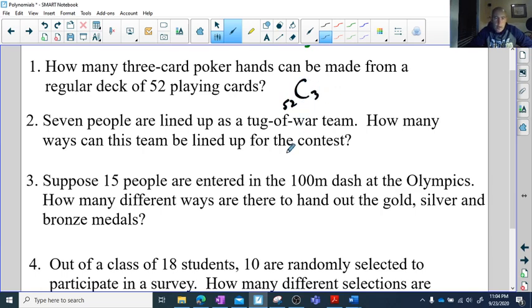From 52 cards, how many different ways could I choose 3? Order doesn't matter. Next: 7 people are lined up for a tug-of-war team. Lined up is often a giveaway. How many ways can this team be lined up for the contest? Order is definitely going to matter. So what they're saying is, how many different ways could you put someone at the front, change them, put them in the back, put them in the third spot, and so on? Definitely a permutation. You have a group of 7, you're going to pick a group of 7 and order them.